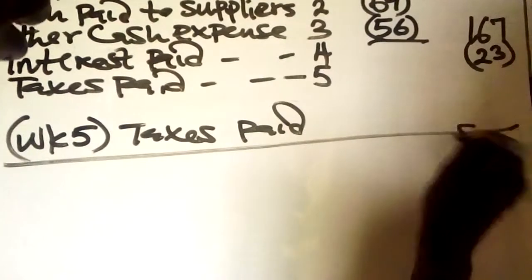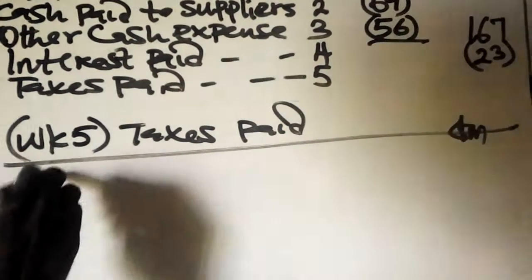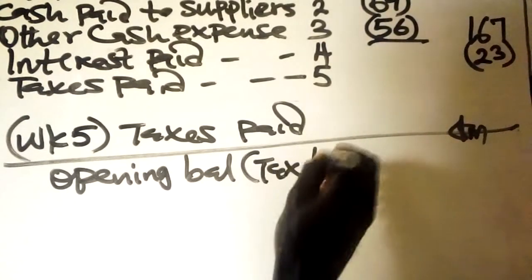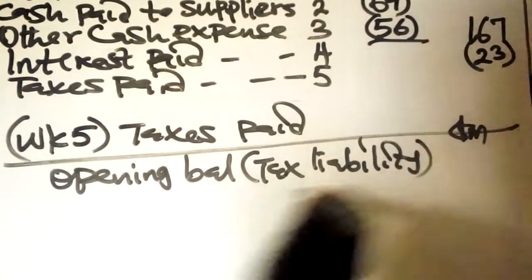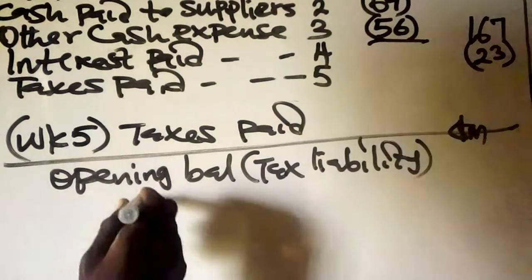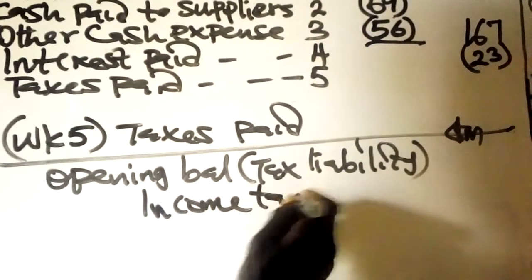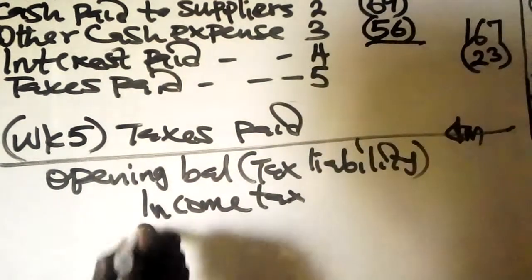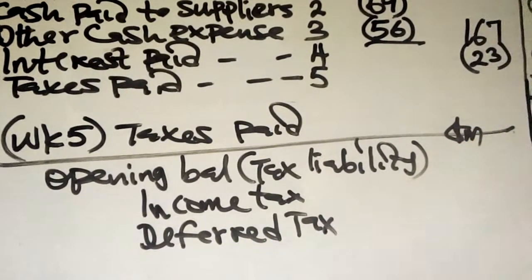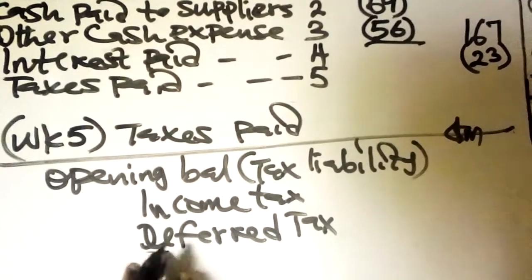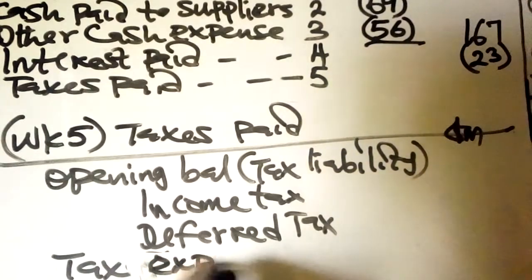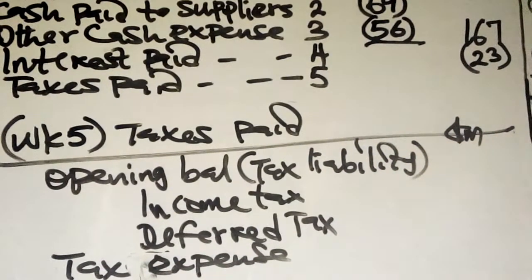We have the opening balance, that is your tax liability. I've told you that you have some tax information under current liability, which is income tax, and under non-current liability, you have deferred tax. Then in your statement of profit or loss, you may also have tax expense or income tax expense, the amount of tax that was expensed in the statement of profit or loss.